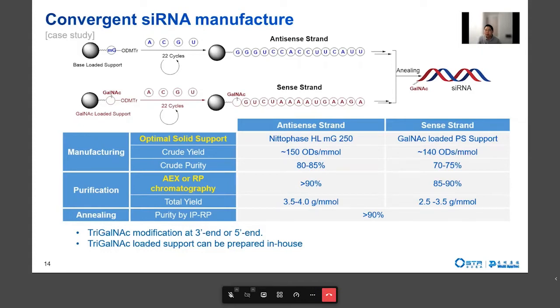So till now, we have worked on several dozens of small interfering RNA duplex projects with typical GMP batch sizes ranging from a few hundred grams to a few kilogram scale.